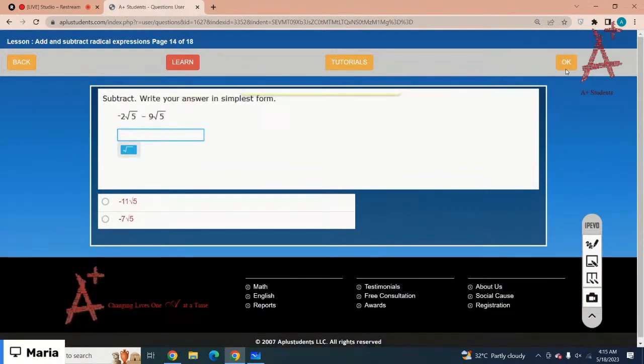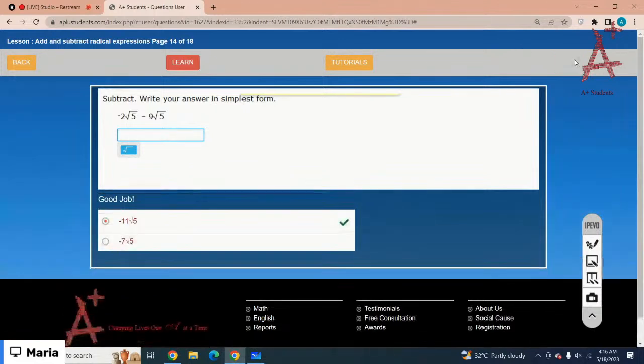Okay, subtract negative 2 square root 5 and negative 9 square root 5. So which is the correct option? Negative 2 and negative 9 makes negative 11. So it would be negative 11 square root 5. Got it? Option number 1 is the correct option.